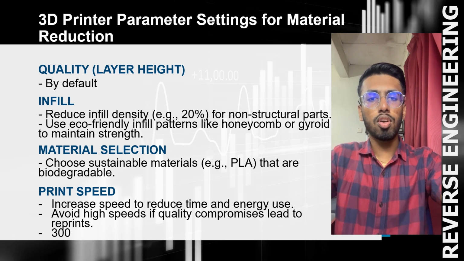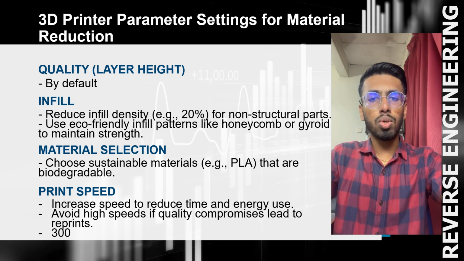Next is eco-friendly infill patterns. For the door latch project, we used the honeycomb pattern, but gyroid is also suitable. Patterns like honeycomb or gyroid not only provide structural integrity but also reduce material consumption due to their efficient geometry. These patterns distribute force evenly, making them ideal for conserving materials in 3D printed components such as a latch while maintaining functional durability.